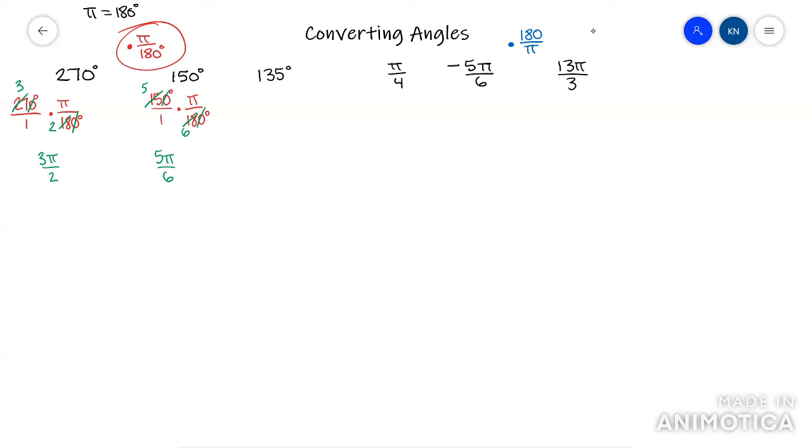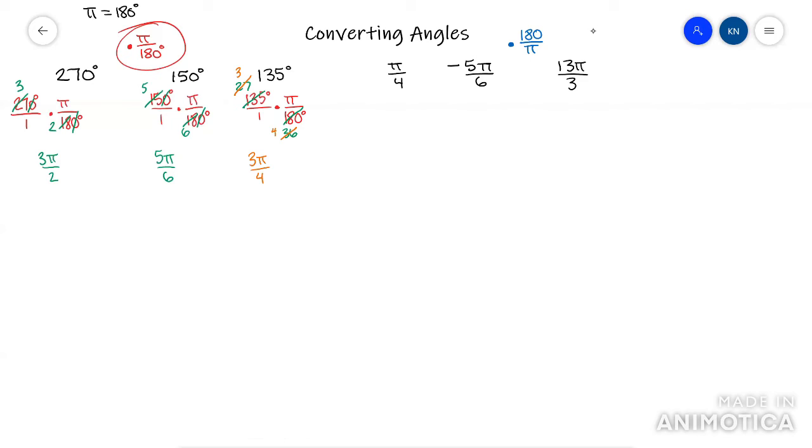The next one, 135 degrees. The ones that end in 5s are a little trickier, but they're still not that bad. So I'm going to times by pi over 180 degrees. Now, if I was reducing this, I would probably divide both of these numbers by 5, because then I'd get 27 over 36. Then I would probably reduce that by 9. So when it's all said and done, you got 3 pi over 4.